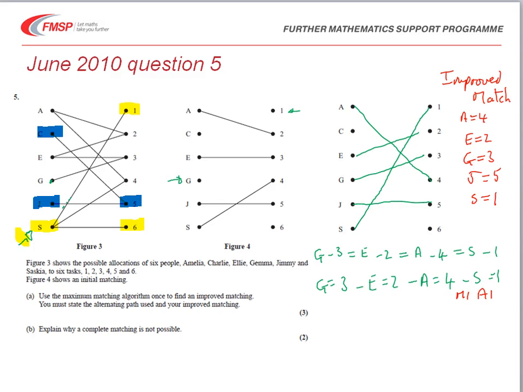And finally, the 2 marks given for the clarity of the explanation. So either B1 or a second B1 mark given for some explanation involving the impossibility of allocating 2 tasks to 1 person or 2 persons to 1 task.